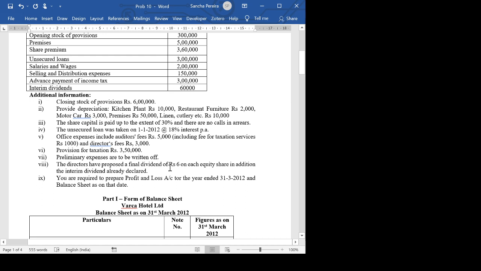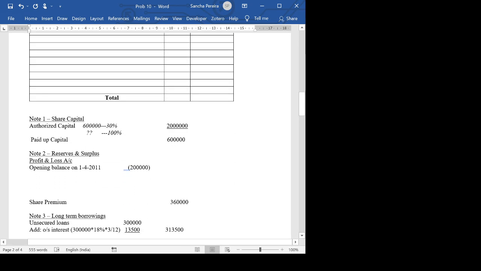Now the question is, how do we get this final dividend? Always remember, even in problems like banking, dividend is always calculated on the share capital, and that too the paid up share capital. To pay 6 rupees on each equity share, we need to know how many shares there are. So let's look at our share capital. This is our paid up capital. Remember, dividend is always paid only on the paid up capital, not on the authorized capital or the issued capital. Now, they are telling us it is 6 rupees per equity share.